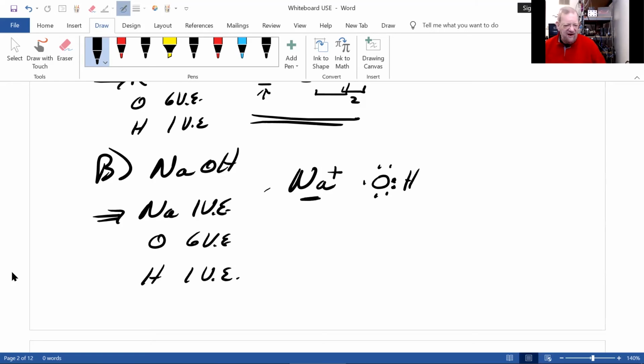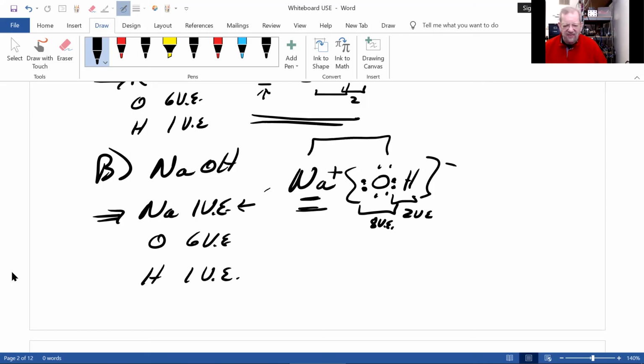Where does the electron that sodium had go? It goes to the oxygen and forms the hydroxide polyatomic anion. And if you notice, oxygen has 8 valence electrons, an octet. Hydrogen has 2 valence electrons, its octet. And between the sodium and the hydroxide, there's an ionic bond. And that's how you do it.